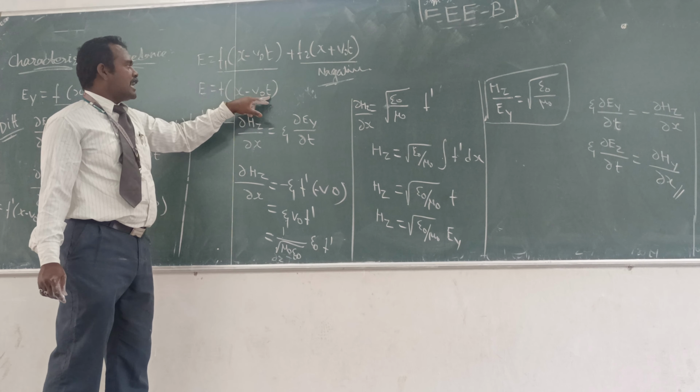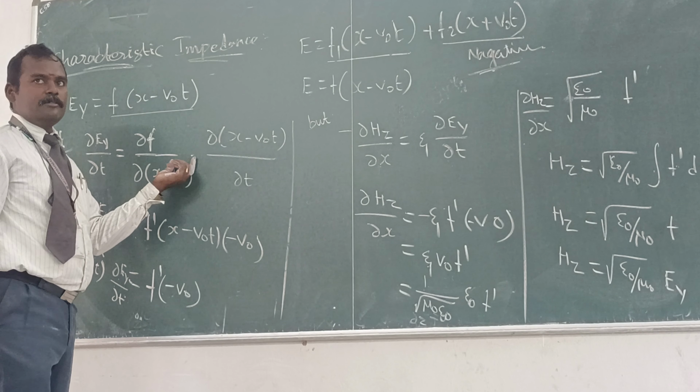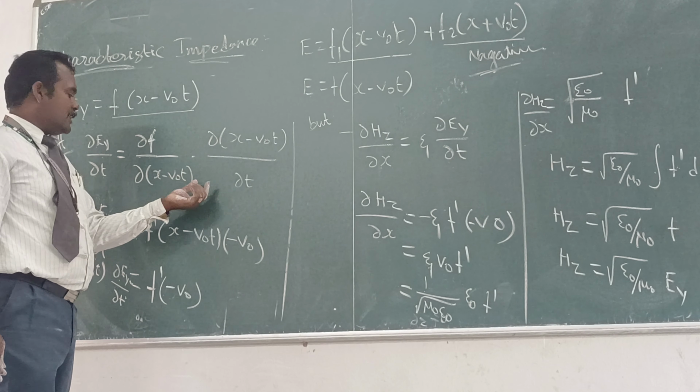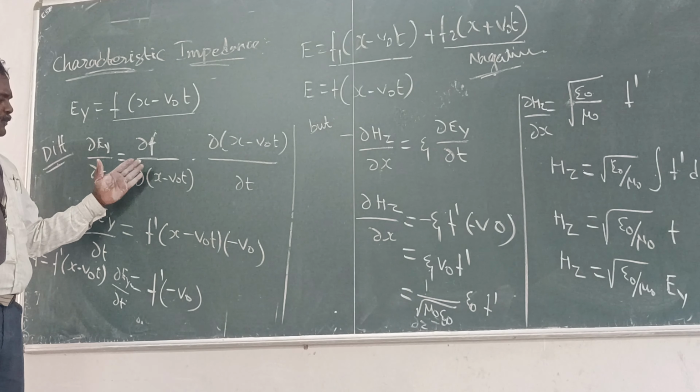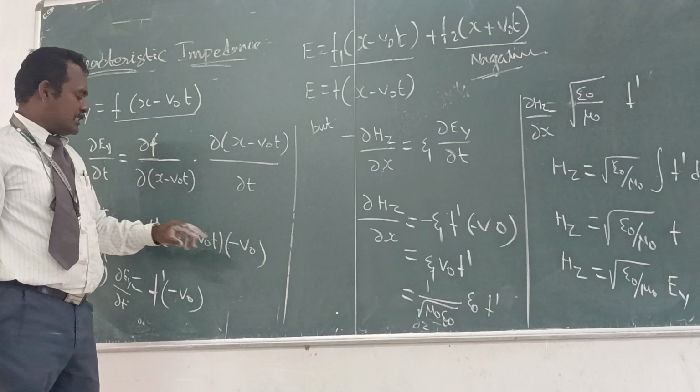So dou Ey by dou t should be equal to dou f by dou of the function x minus v naught into t. Similarly, with respect to time we can multiply both sides. While making the differentiation we can expand it like that, right? That is dou f by dou the special term, and we can expand the numerator and denominator like that. The resultant value will never vary; for our convenience we modified it like that. Again we can simplify, that is f dash of the same expression. While simplifying, minus v naught will come.